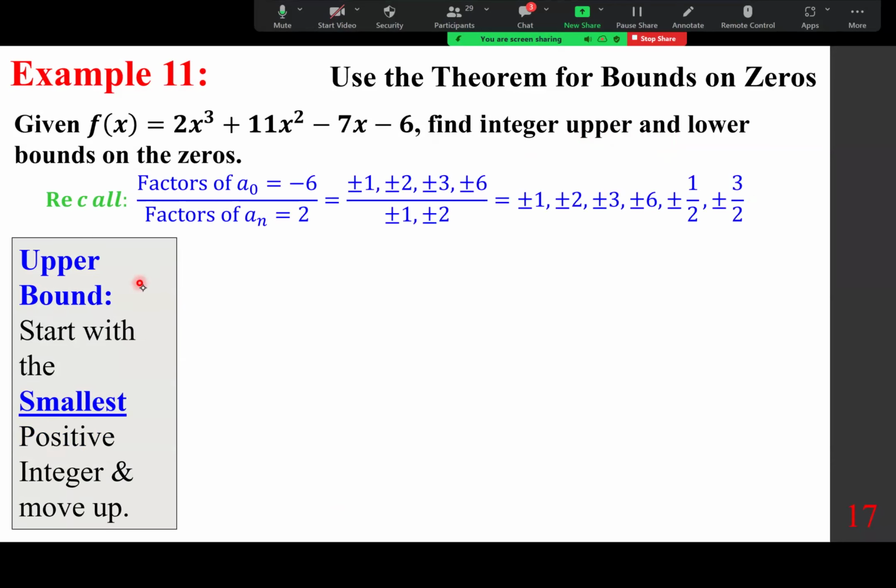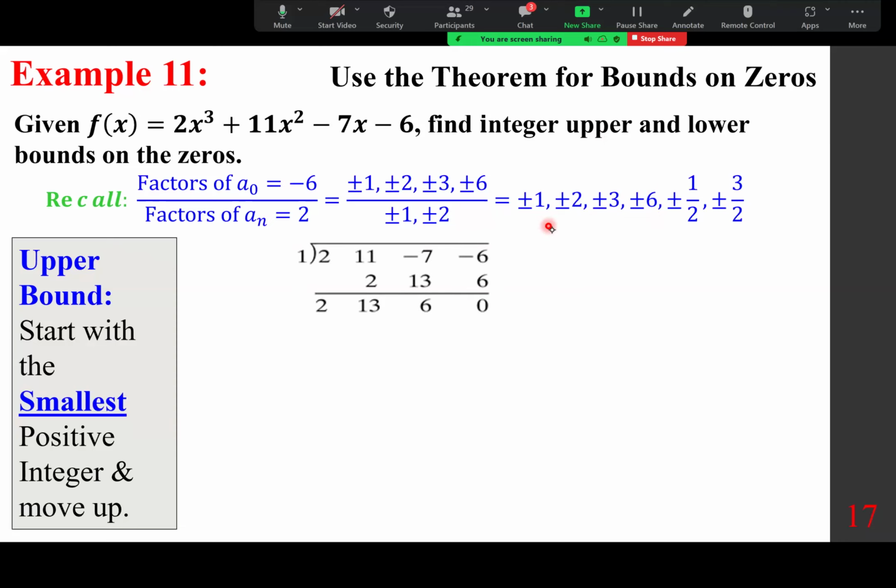For the upper bound, start with the smallest positive integer and move up. In other words, check +1, check +2, check +3, and so forth. If you check +1 and it works out, that's your upper bound. That means you don't have to worry about +2, 3, 6, which makes it really nice. That's why if you want to check the upper bound, you start with the smallest one. You don't start with the largest one because if the largest one is the bound, you have to check the rest of them anyway. But if you find any of the smaller ones, then you're in good shape.